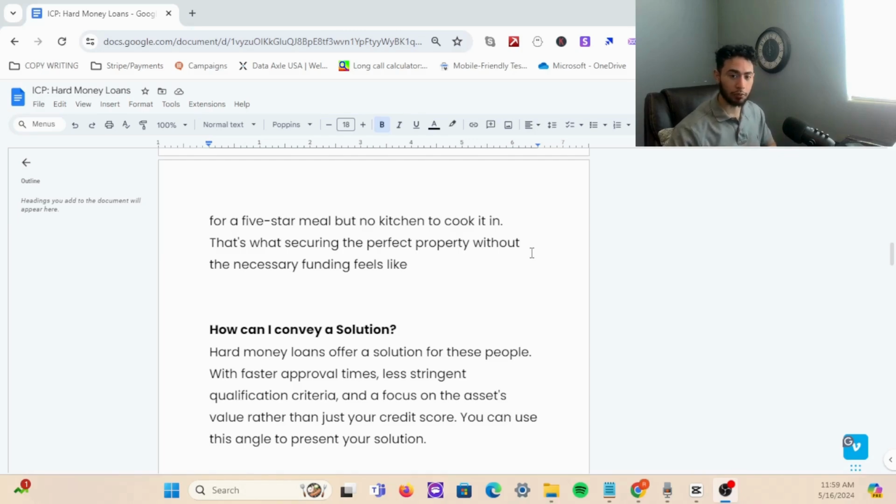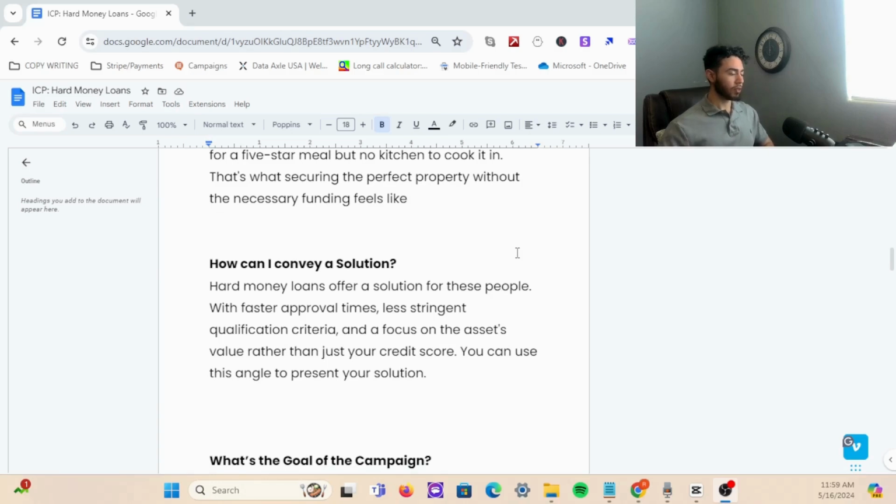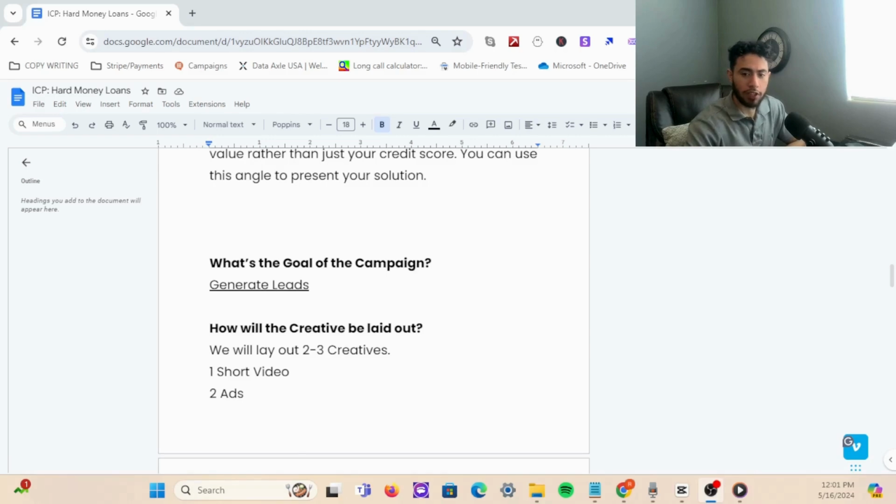And it's typically one of the biggest angles, is that most of these individuals we're targeting have that problem of not being able to get the funding they need. Now we are able to solve that problem through a hard money lender. So again, guys, what's the whole goal of this campaign? The whole goal of this campaign is to generate yourself some leads so you can eventually turn them into applications and closed clients.